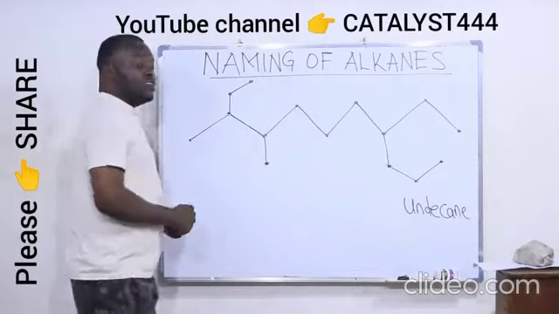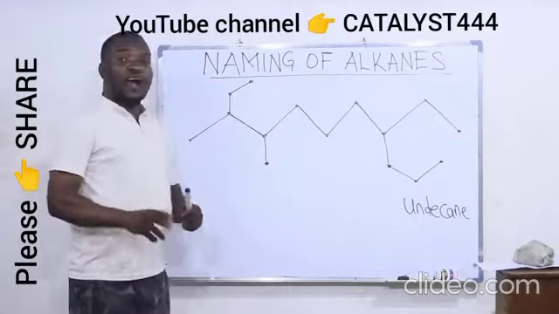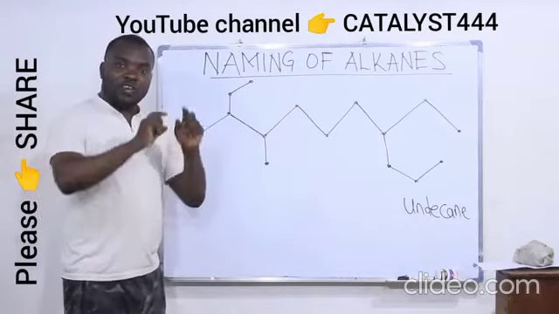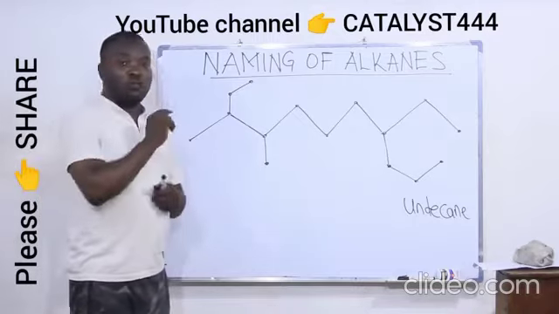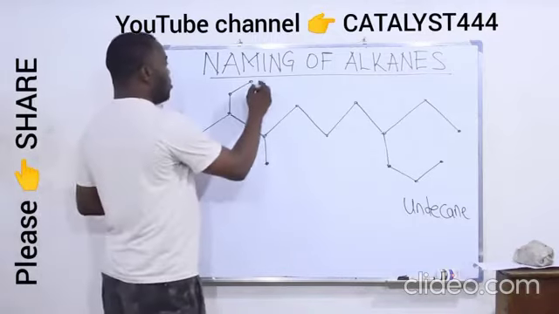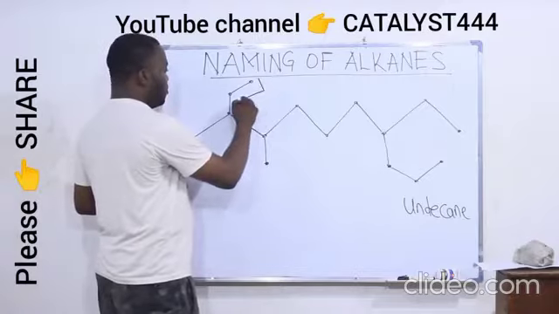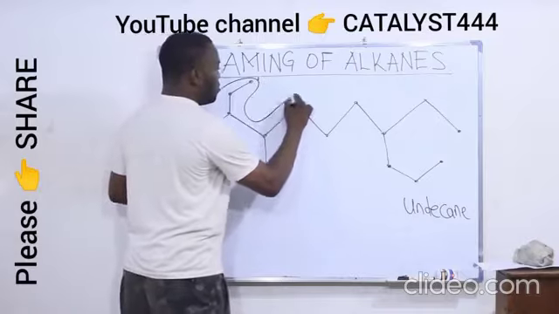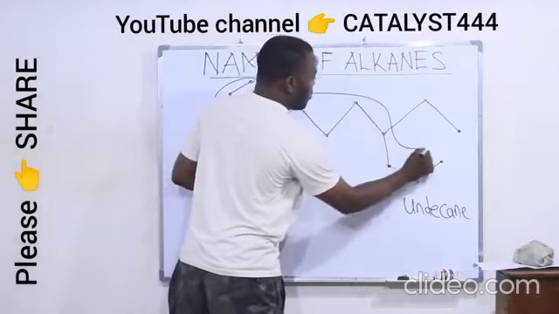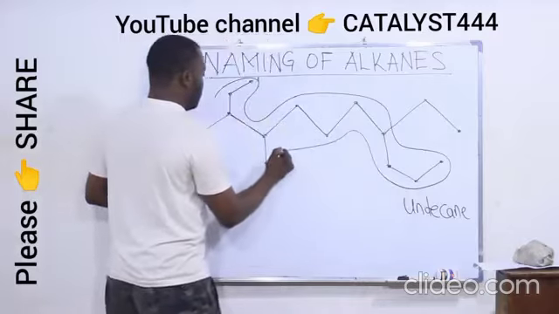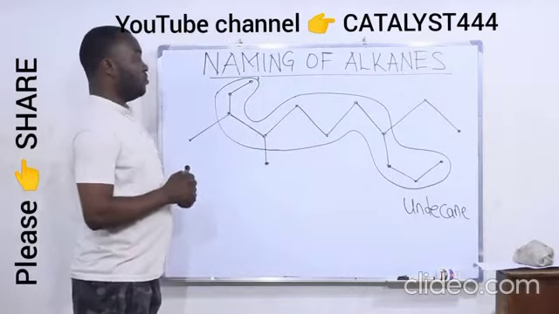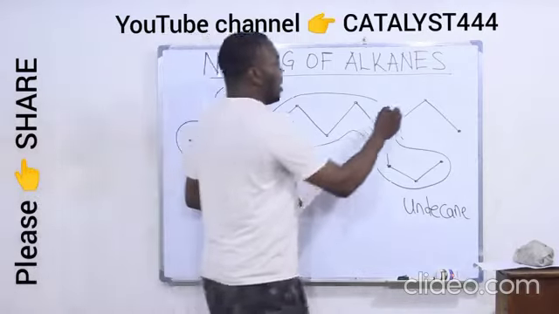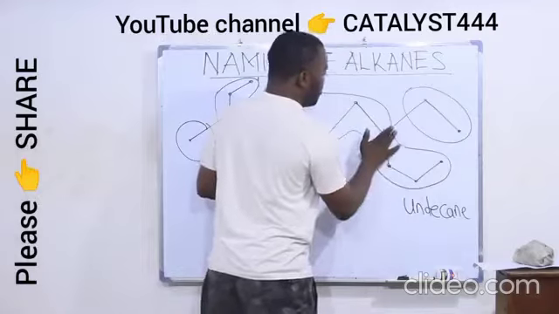Now, the next thing, rule number 2 says, identify the substituents or attachments present. Attachments are those carbon branches which are not part of your longest chain. Remember, our longest chain is from here to this place. This direction. This is our longest chain. So this is not part of the longest chain. This is not part of the longest chain. And this is not part of the longest chain.